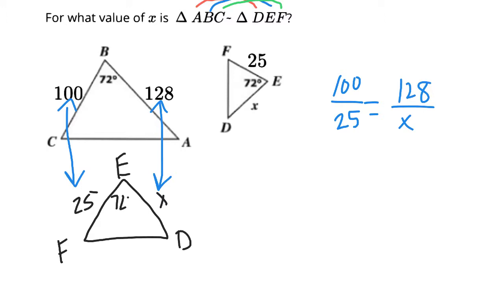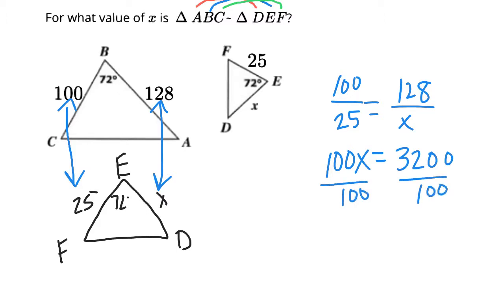From there, all I have to do is cross multiply. So if I do 100 times x, I get 100x, and if I do 128 times 25, I get 3200. Just divide by 100, and I will have my answer.